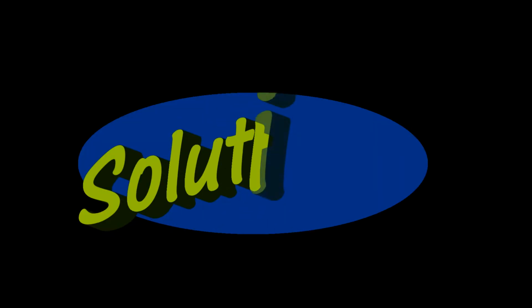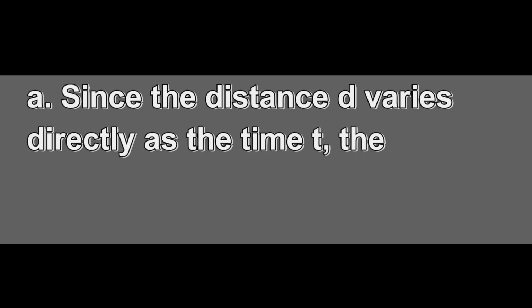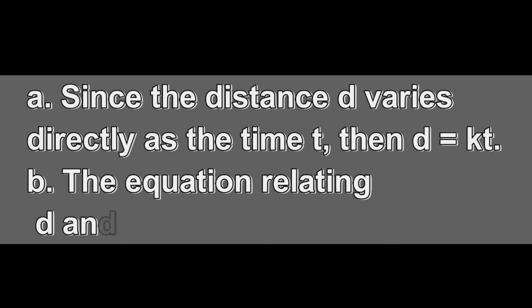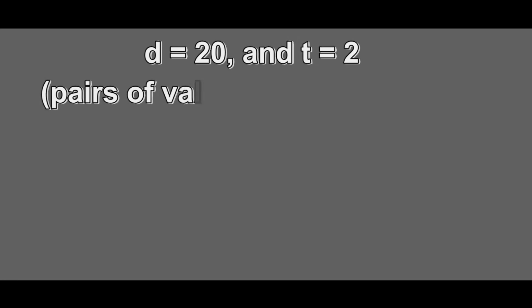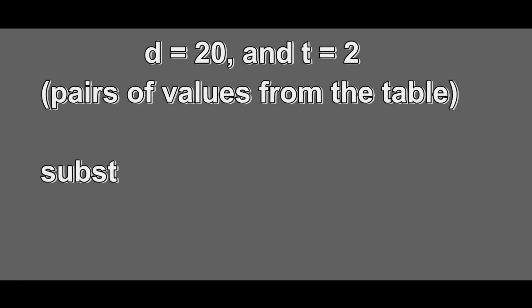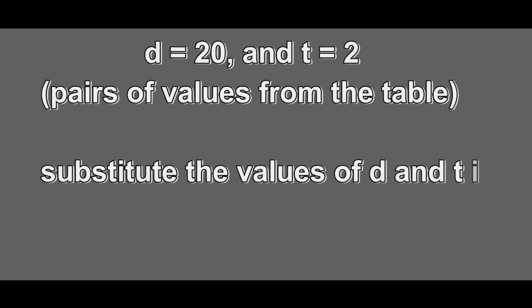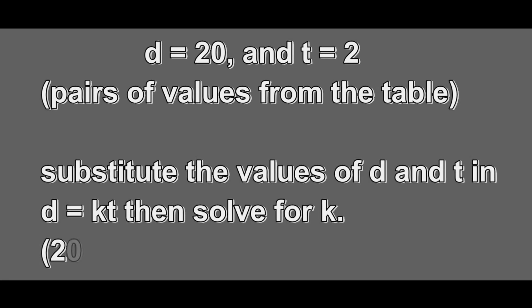Let's go to our solutions. Letter A. Since the distance D varies directly as the time T, then D equals k times T. Letter B. The equation relating D and T is D equals 10 times T, since D equals k times T. Taking pairs of values from the table, we have D equals 20 and T equals 2. Then, substitute the values of D and T in D equals k times T.